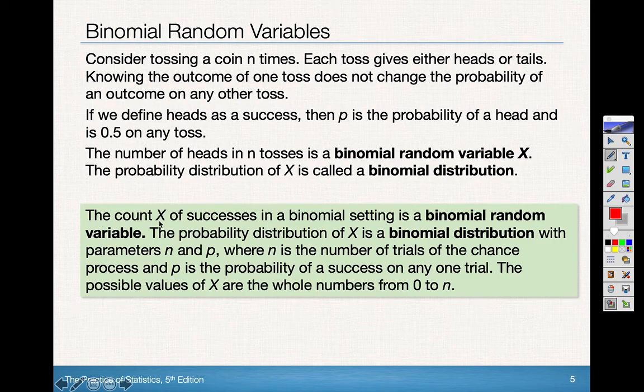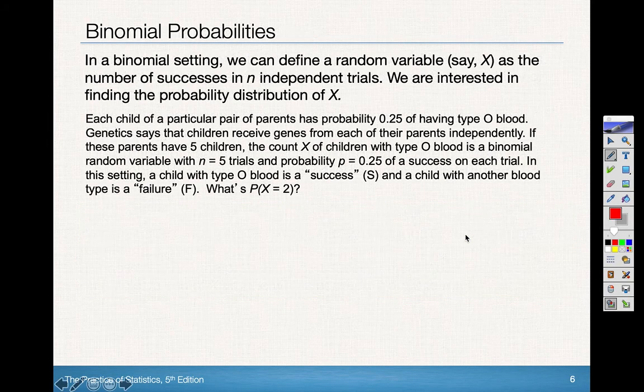So the count x of successes of a binomial setting is a binomial random variable, like 4 heads, 5 heads. The probability distribution of x is a binomial distribution with parameters n, a fixed sample, and p, a fixed probability, where n is the number of trials and p is the probability of success each time. The possible values of x are all the numbers from 0 to n. So this is saying 1 success, 2 successes, 3, 4, 5 successes, up to n successes. That creates the whole distribution. That's just vocabulary. Now let's see how you do it.